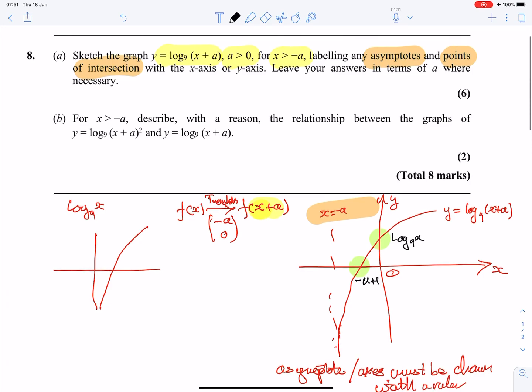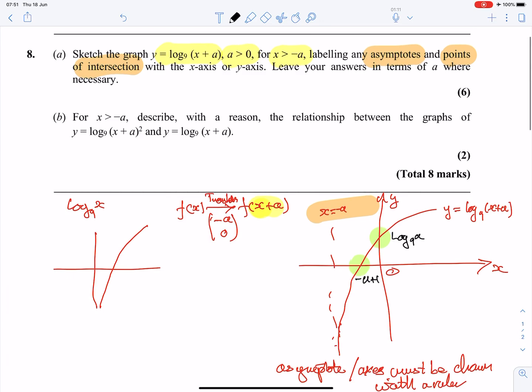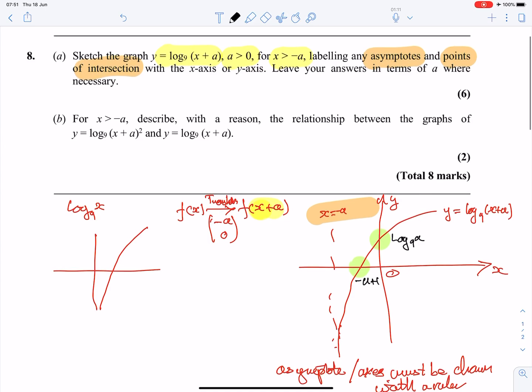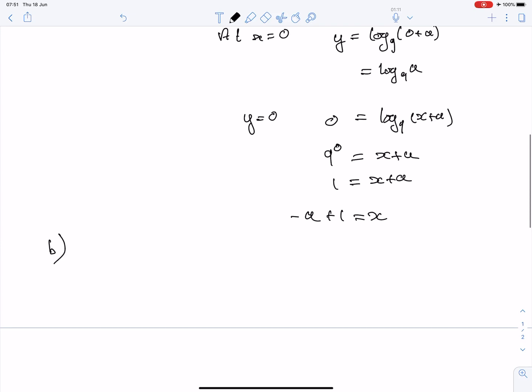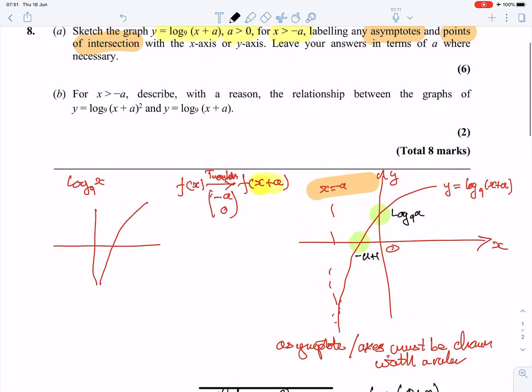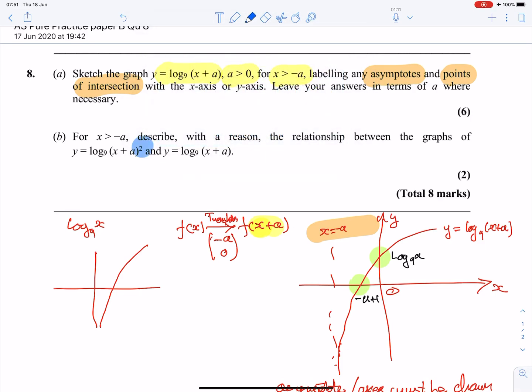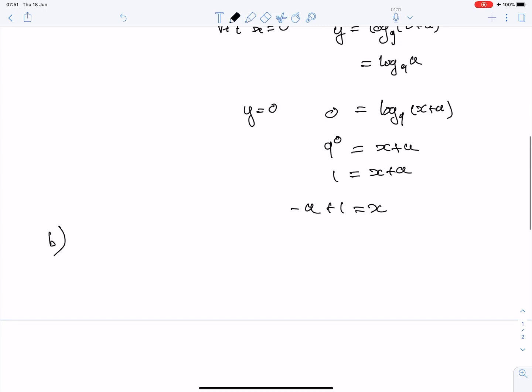Okay, part B. For x greater than negative a, describe with a reason the relationship between the graphs of log to the base 9 of (x plus a) squared and log to the base 9 of x plus a. So part B, we don't know what the squaring does. It's not one of our standard functions. I'm talking about this bit here. We don't know what maps f of x onto f of x squared does. This isn't one of our standard results. F of x going on to f of x squared. So what can we do?